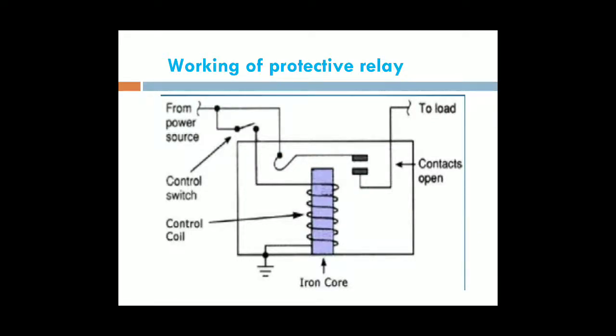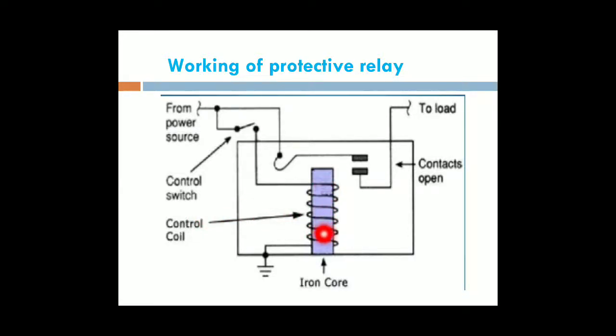Next one is the working of a protective relay. This is the simple working diagram of a protective relay, and these are the various components in the protective relay circuit. This is the control coil that is connected to the earth portion, and it is connected to the power source or tripping circuit. This circuit is connected to the contacts of the circuit breaker, and it is given to the load. This is the simple protective relay connection diagram.